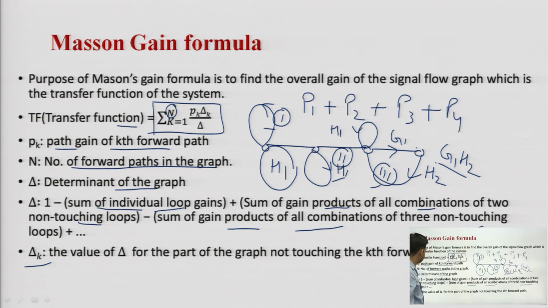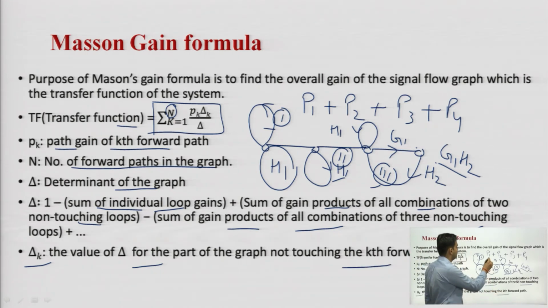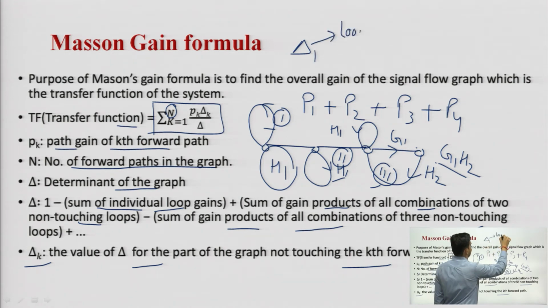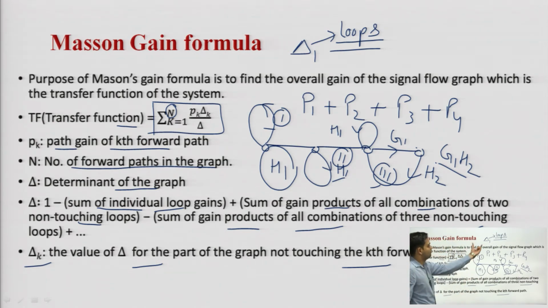This tells the value of the delta part which is not touching the kth forward path. Suppose I have forward paths P1, P2, P3. So, what would be delta 1? Delta 1 means all the loops which are not touching the forward path. That I have to apply in the calculation of delta 1. For delta k, the formula would be the same, that is 1 minus the sum of individual loop gain.